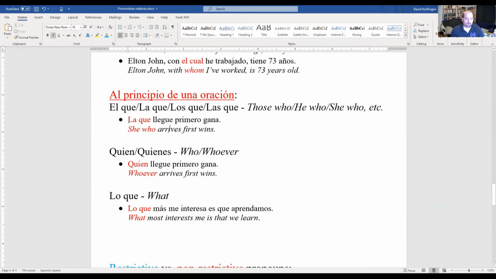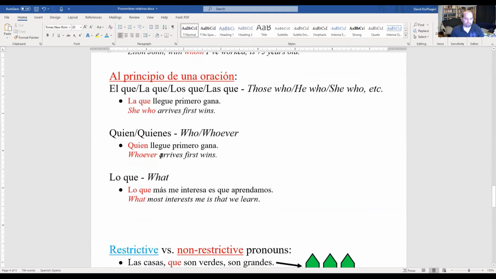Okay. So this is she who llegue primero gana, right? She who arrives first, right? If it was he who arrives first, then it'll be el que, right? If it were they who arrive first, or those who arrive first, I should say, then it'd be los que lleguen primero ganan, etc. The women who arrive first, like those who, but meaning only women, it'd be las que lleguen primero ganan.